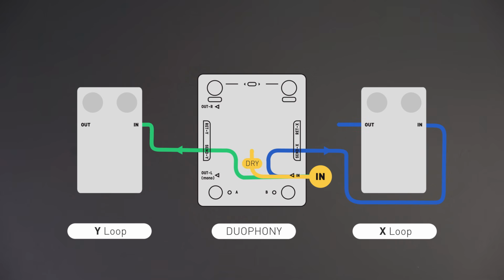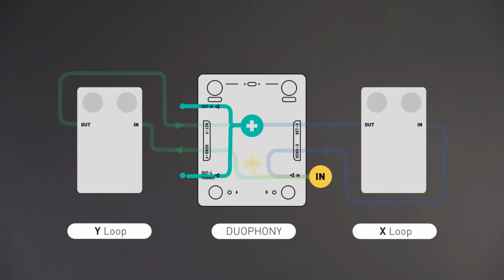The output signal of the gear connected to the X loop is returned to Duophony through the return jack. The same happens with the Y loop. The two return signals are then blended together with adjustable mixing ratio. The third signal, the one kept in the internal signal path, is the clean signal that you can also add into the mix.